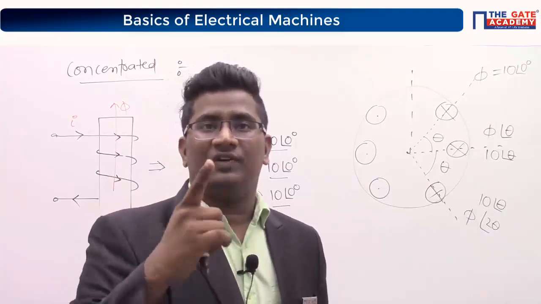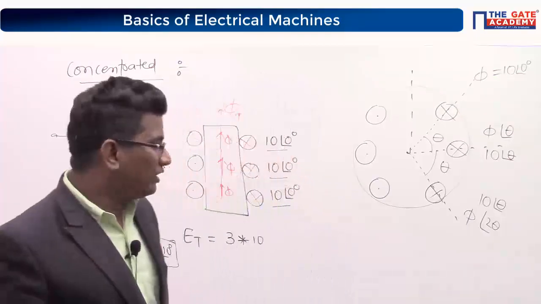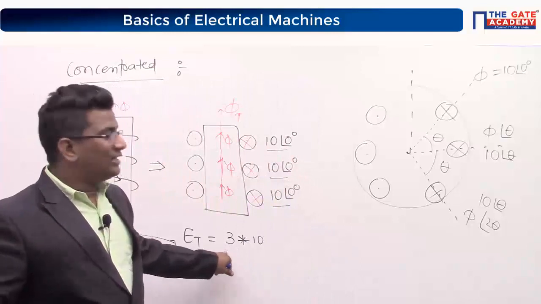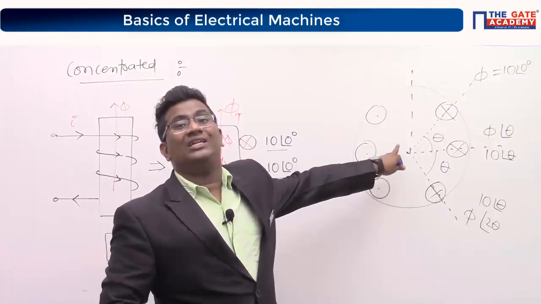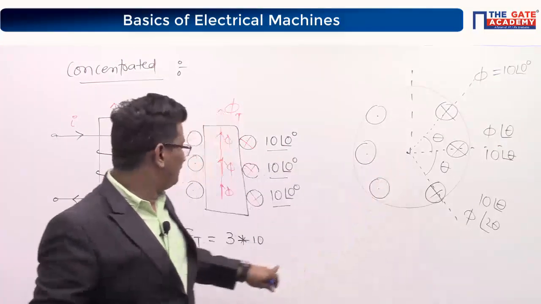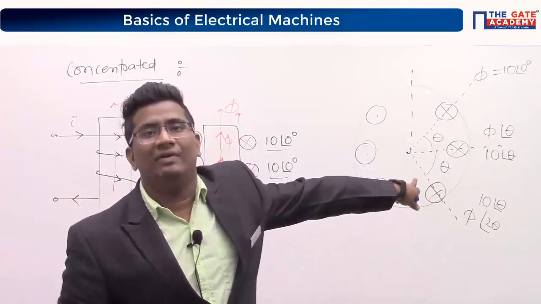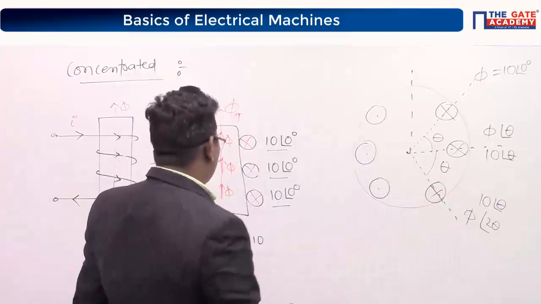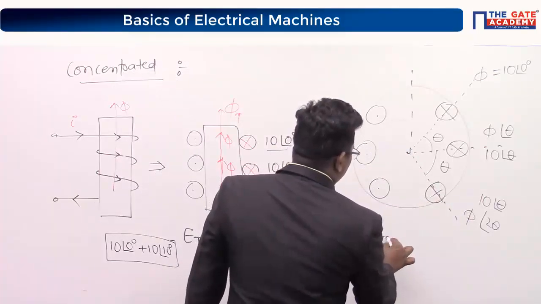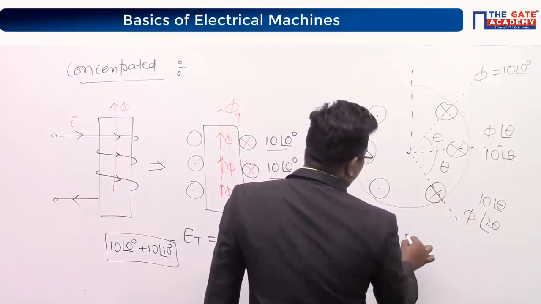Vectorial or algebraical? Which addition is more? Now you tell me. If this is 30 volts, is it equal to 30, more than that, or less than 30? Come on, I need everyone. Less than 30. So I will say E total is equal to let us say some 24 volts.